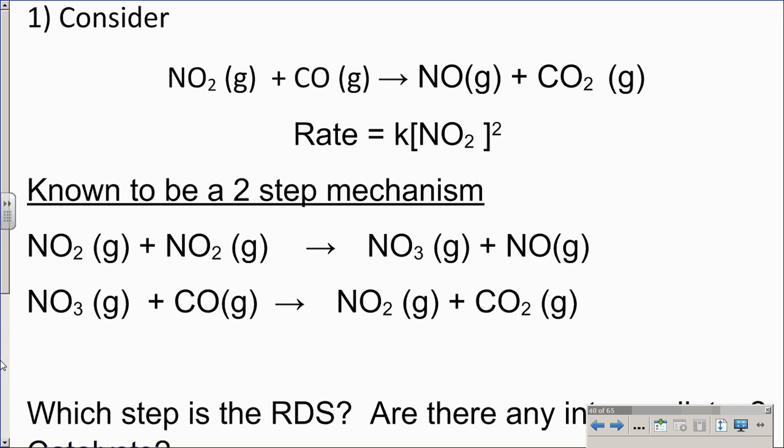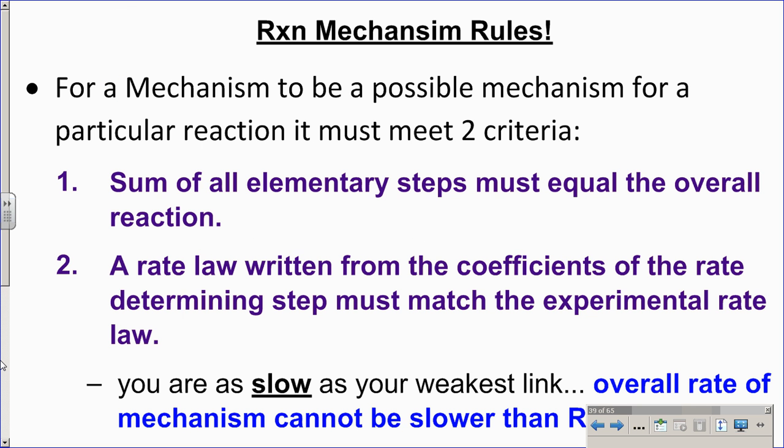A mechanism is true for the overall reaction that's given, usually it says overall reaction, if the sum of all the elementary steps equals the overall reaction. This is where you sum up elementary steps by canceling.